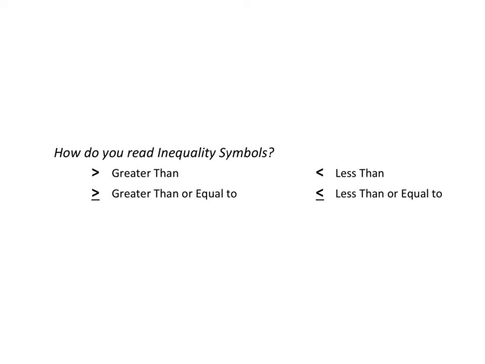So now we're going to look at some inequalities. We need to review the inequality symbols just to make sure we understand. So this first one right here is greater than. Right here we have greater than or equal to. We have less than or equal to.